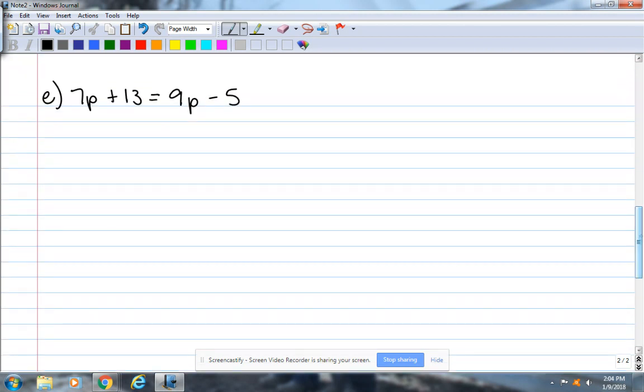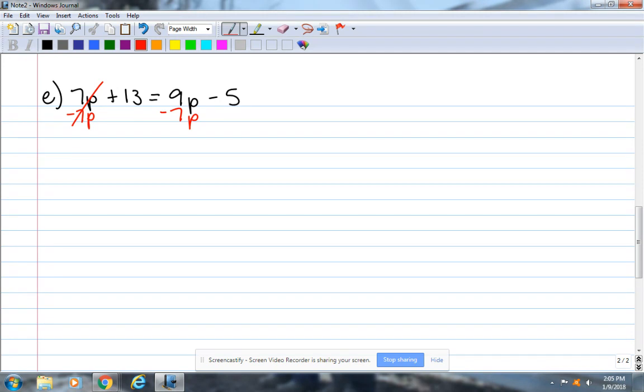All right, when we have the variables on opposite sides of the equal sign, the first thing we want to do, if we don't have any distributive property or like terms or anything like that, is get those variables together using our inverse operations. Which one's bigger? The 9, and they're both positive. So it's going to be easier for me if I go ahead and subtract this 7p on both sides. Because it's a little bit easier sometimes to deal with positive numbers rather than negative numbers. So if they're both positive, subtract the smaller one from the bigger one.